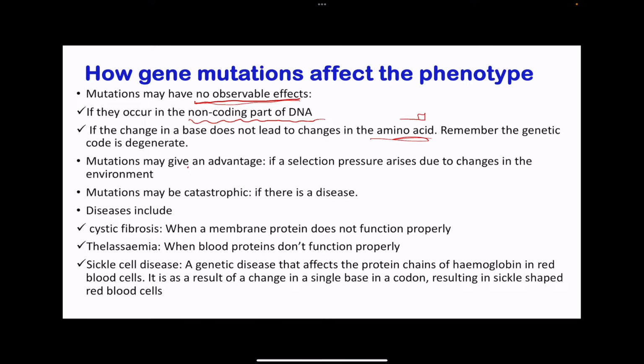When some mutations occur, they give a genetic advantage. So if there is selection pressure due to environmental changes, the organism may have adaptation to survive and be able to reproduce in order to pass on that specific genetic advantage to its offspring.